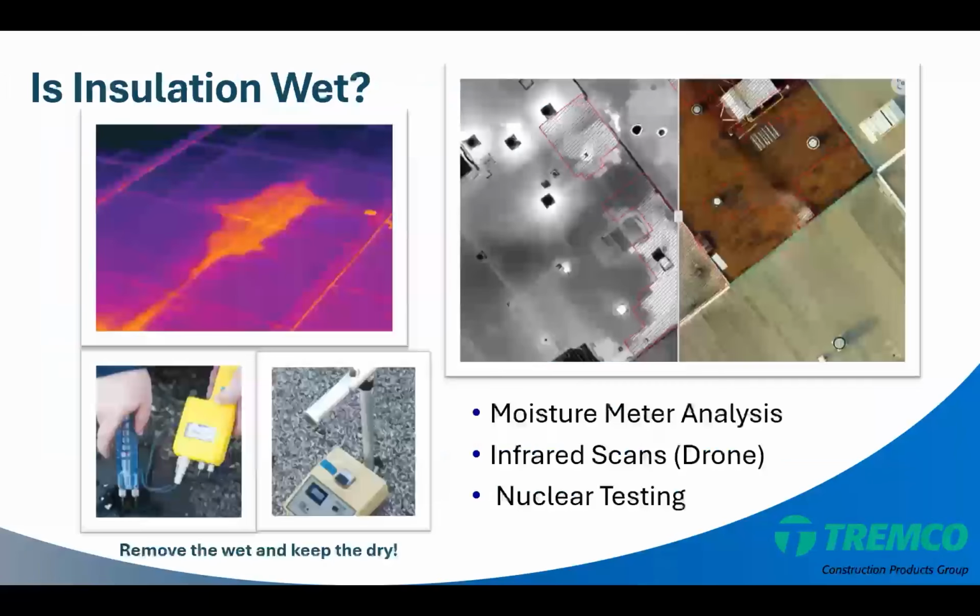And then most importantly, in many situations, is that insulation wet? Has water infiltrated that system? And so again, diagnostics and analytics are very important here. So moisture meter analysis, infrared scans, which I walked you through that example earlier of being able to determine where water has entered that system, or nuclear testing, which can determine much more depth or pinpoint those systems. So all of these things are considered when we're looking at, does a roof or a system qualify to be restored?